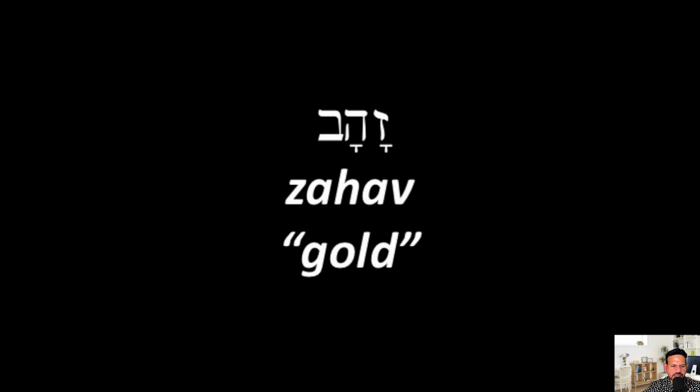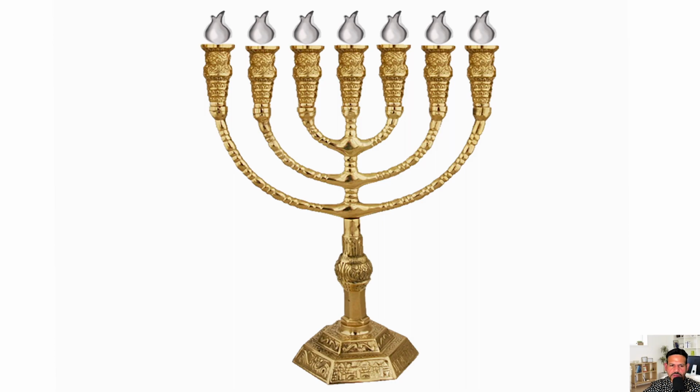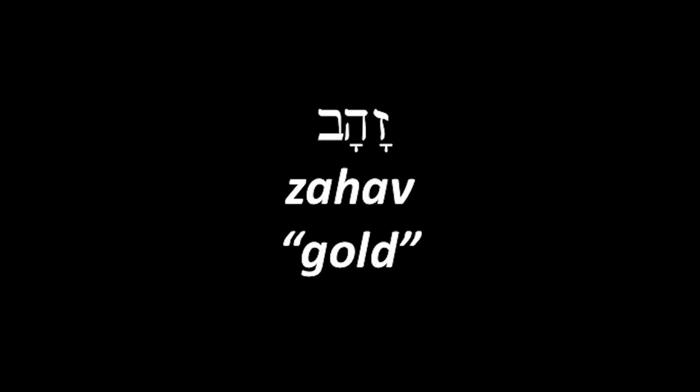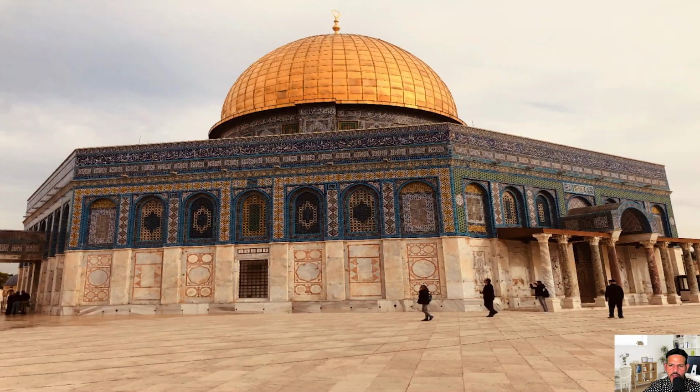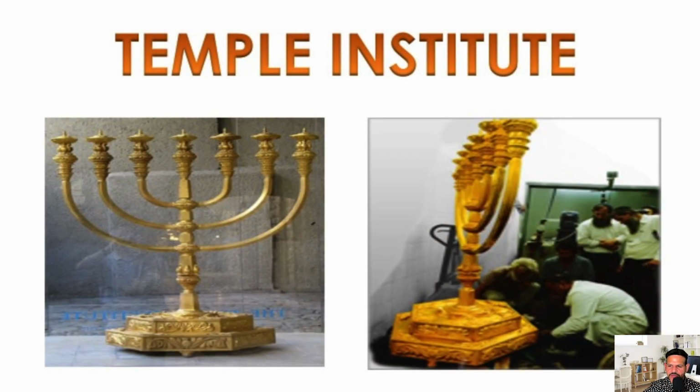Or how about something that you're familiar with? I took a picture and showed it to you of me in Israel next to a menorah that is made of gold, zahav, just like the Dome of the Rock where the temple once stood, a memorial in Islam to Muhammad. The gold dome also is made of zahav. And the menorah itself was crafted from one piece of gold.